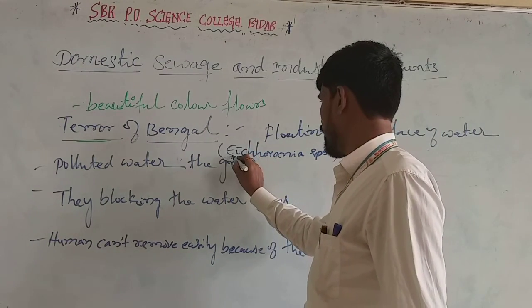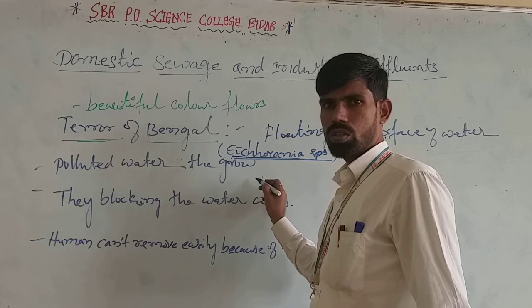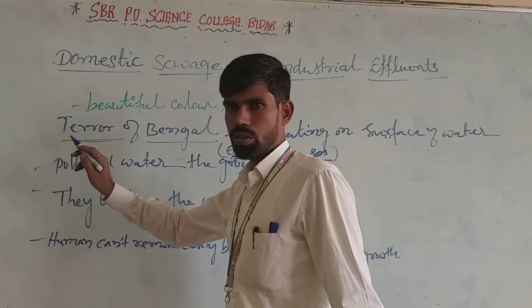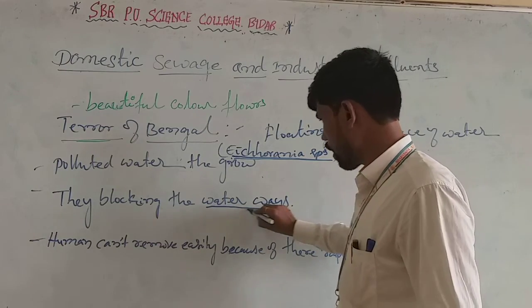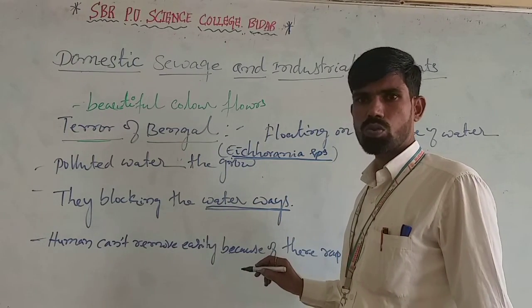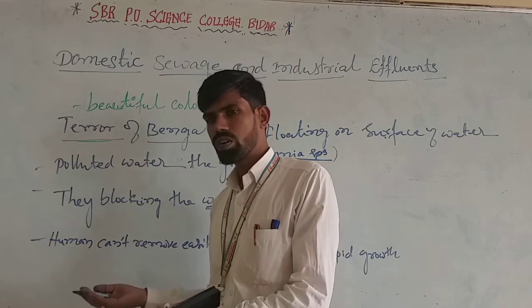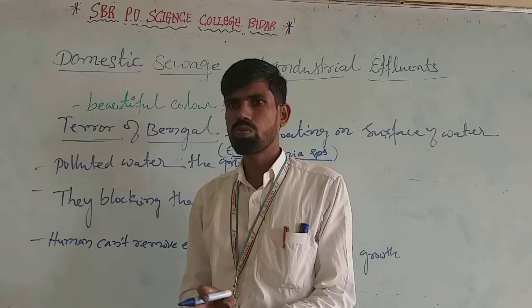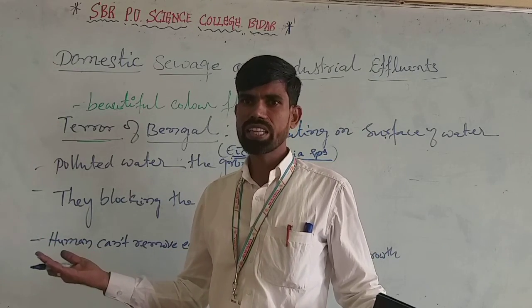These are plants, the Eichhornia species. These Eichhornia species are also called the terror of Bengal. They block the waterways. What happens when waterways are blocked? Whatever water is there will not go in that direction, so that water cannot move everywhere.